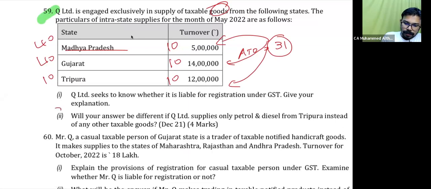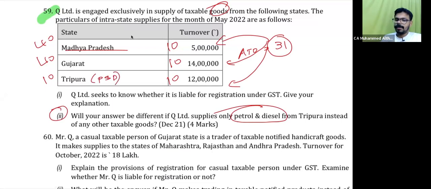But then, please read the second adjustment. Will your answer be different if Tripura is supplying only petrol and diesel? In Tripura, this is fully petrol and diesel. Then will your answer be different? Yes, because no need of registration, correct? Because in Tripura, definitely not needed, because it is only petrol and diesel. So as per section 23, you're not liable for registration.